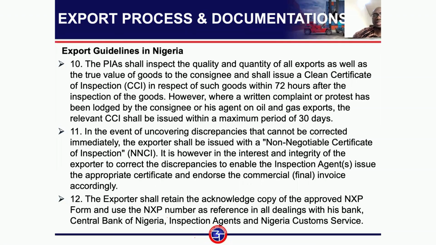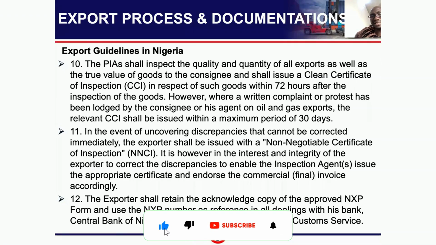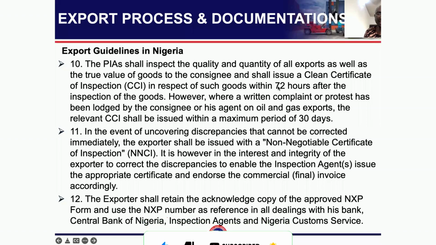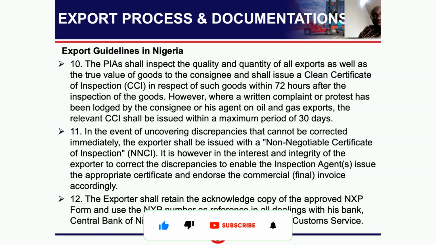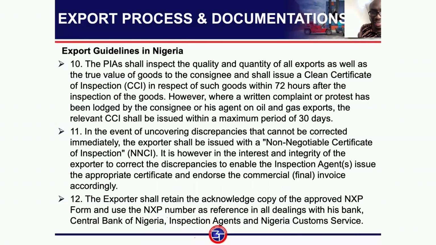In the event of uncovering discrepancies that cannot be corrected immediately, the exporter shall be issued a non-negotiable certificate of inspection. However, in the interest of the integrity of the exporter, the exporter should correct the discrepancy to enable the inspection agent to issue the appropriate certificate and endorse the commercial invoice accordingly. The exporter shall retain the acknowledgement copy of the approved NXP form and use the NXP number as reference in all dealings with the bank, Central Bank of Nigeria, inspection agent, and the Nigerian Customs Service.